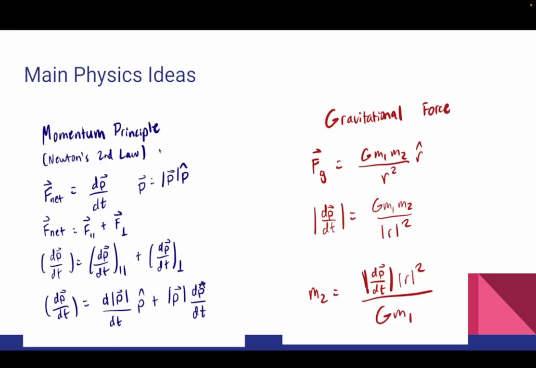So the first main physics idea is the momentum principle, which is also Newton's second law. F net is the change in momentum divided by the change in time, and we can break up F net into the parallel force and the perpendicular force. And then when we plug in change in momentum over change in time for force, we get this. And then we also use the gravitational force equation and rearrange it to find the mass of the black hole.